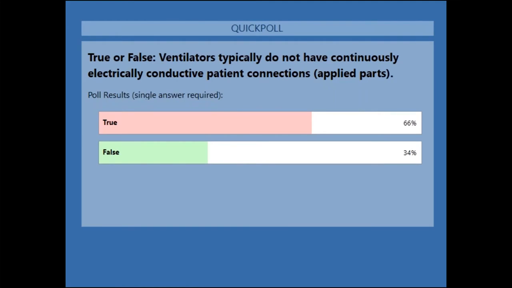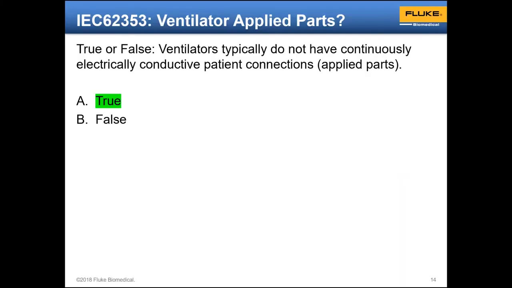All right. And here is the big reveal. It is true that ventilators typically do not have continuously electrically conductive patient connections, which means we will probably not have any patient connections that need to be tested in terms of applied part testing for our electrical safety procedure.